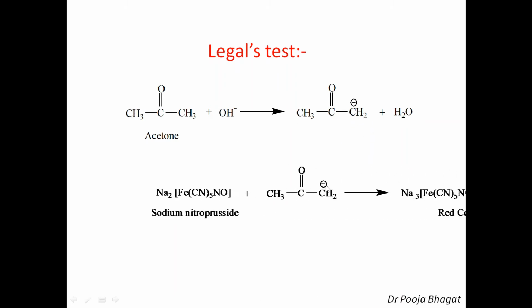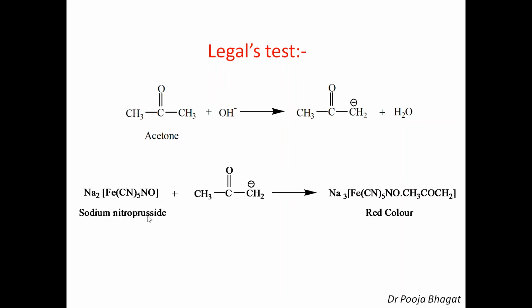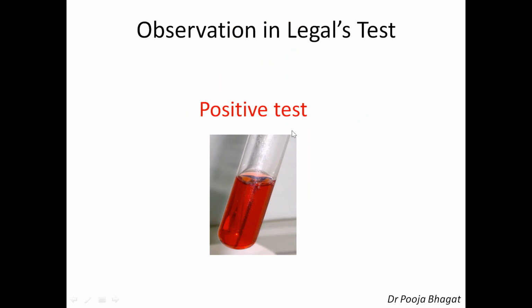So the carbanion is generated, and this is sodium nitroprusside, which we have taken in the test. This is the complex sodium nitroprusside, and it reacts with the carbanion generated after the abstraction of the alpha hydrogen from the carbonyl compound. You get this, and this is red in color. So the red color solution in Legal's test for ketones is due to the formation of this complex. Now this is the red color solution, so this is the positive test. If you get a red color solution in Legal's test, it is a positive test for the ketone.